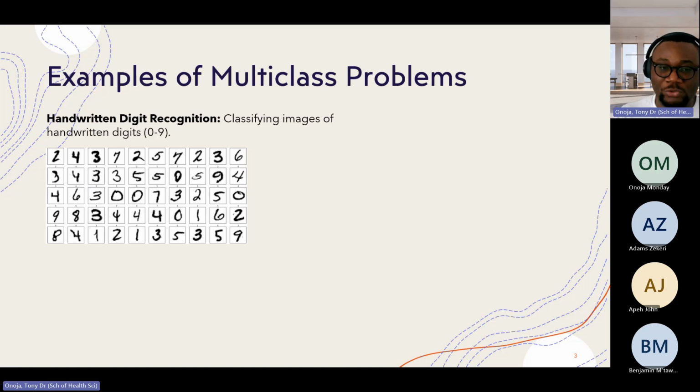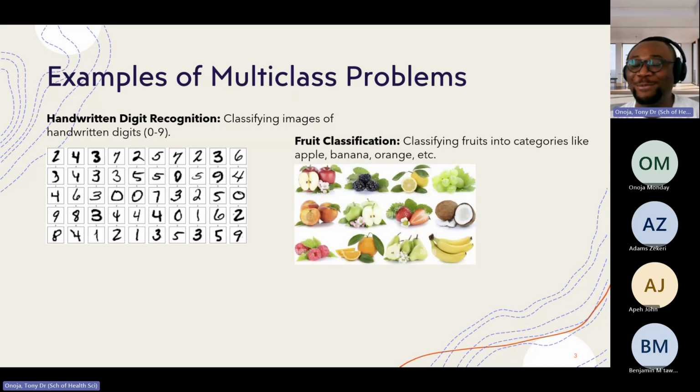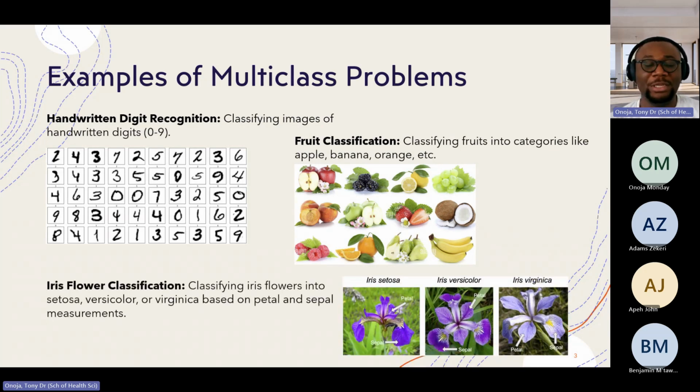For example, when medical doctors write, I don't know if they have changed, but normally when they write, it's difficult for you to spot their writing. So in the same way, this kind of handwriting recognition problem was given to the machine to see if it could pick it out. Another example which we looked at in the previous slide is the fruit classification, for you to be able to identify what fruit it is.